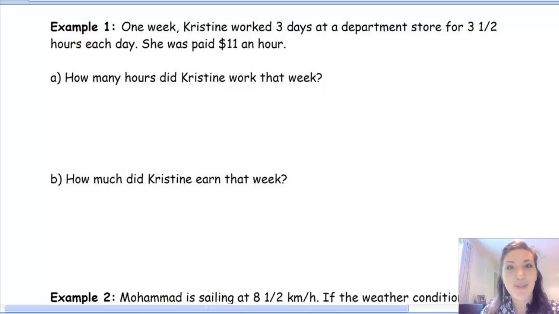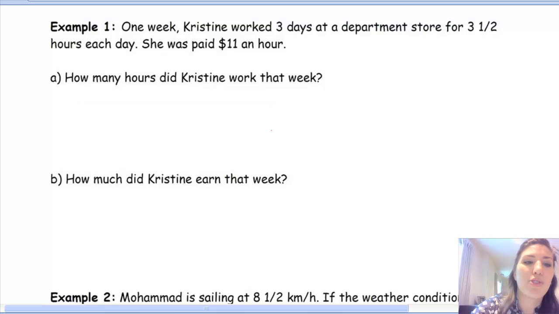All right, let's go through some of our word examples. One week, Christine worked 3 days at a department store for 3.5 hours each day. She was paid $11 an hour. So question A, how many hours did Christine work that week?